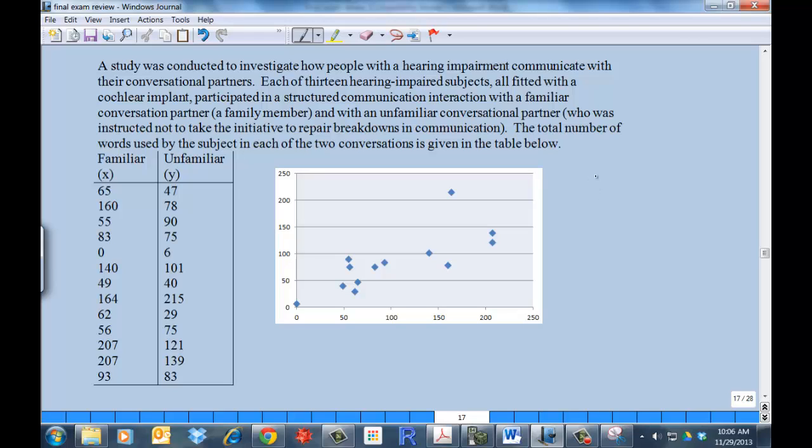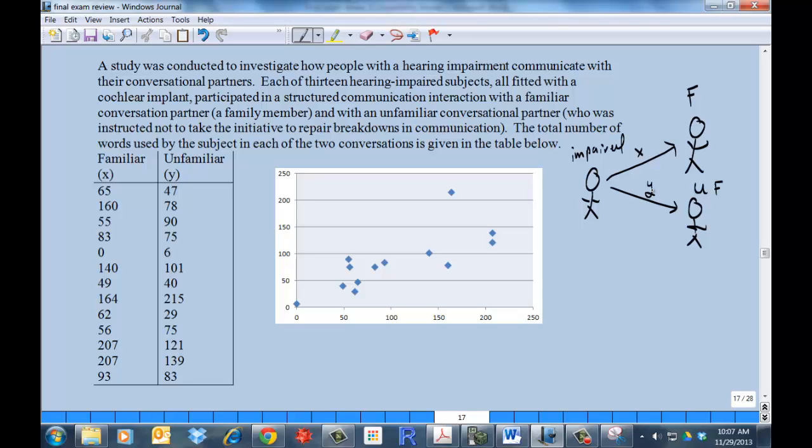So essentially what happens here is we have this person here that is impaired, and then we have this person here have a conversation with someone that they are familiar with, and then also have the conversation with someone that they are unfamiliar with. And so X counts the number of words used by the subject in each of the two conversations. So the number of words that this person uses with the familiar partner is X. And the number of words that the hearing impaired person uses with the unfamiliar person is what we call Y. Okay, so that's kind of the idea. That's kind of what's going on here with the question.